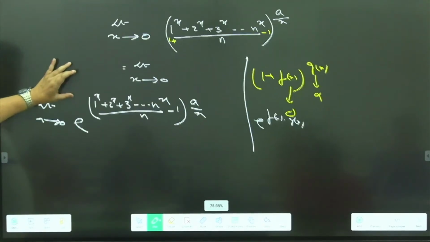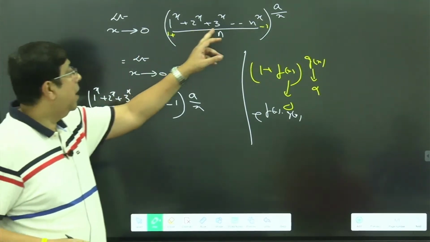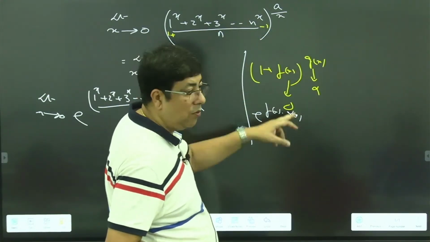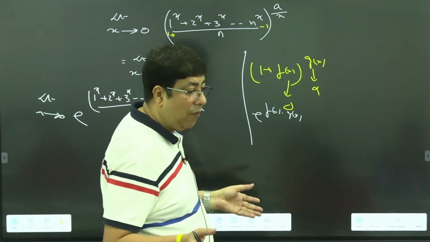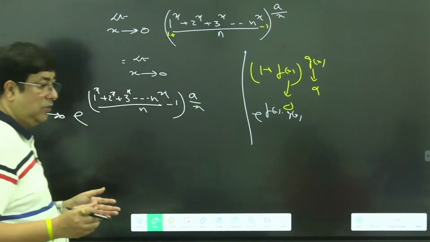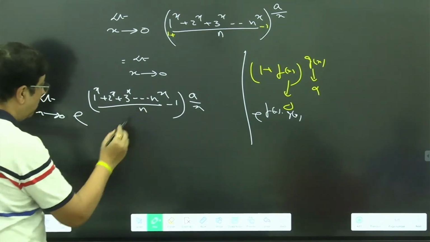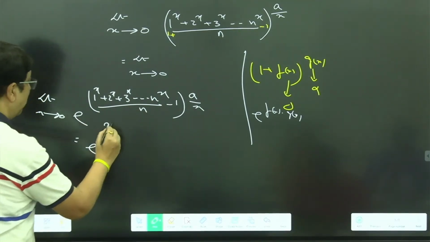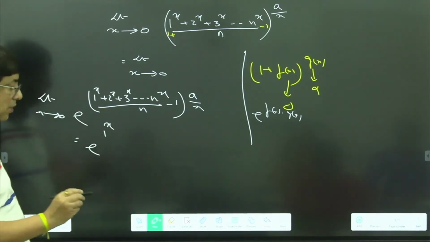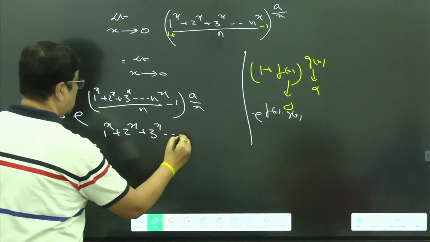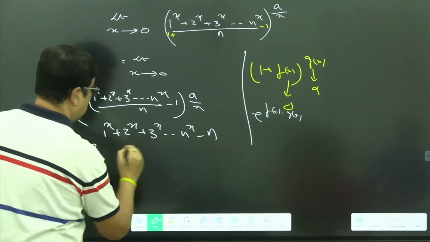So the thing is that (1 + f(x)) to the power g(x), where f(x) tends to 0 and g(x) tends to infinity, is a 1 to the power infinity form, so it becomes e to the power f(x) times g(x). Now I am taking the LCM on this. Everybody carefully see this step. Don't copy, it is getting recorded. Understand this here.